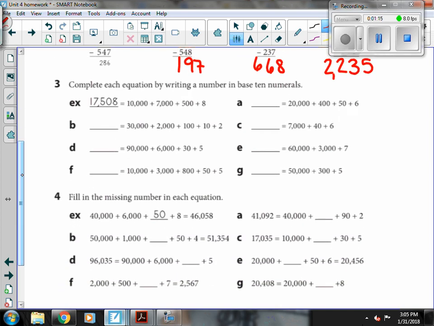Number 3, I'm writing from expanded form into our regular number form. So I have 32,112. Oh, I skipped A. Sorry. 20,456. D, I have 7,000. Nothing in the hundreds. 46. 7,046. D, we have 96,035.